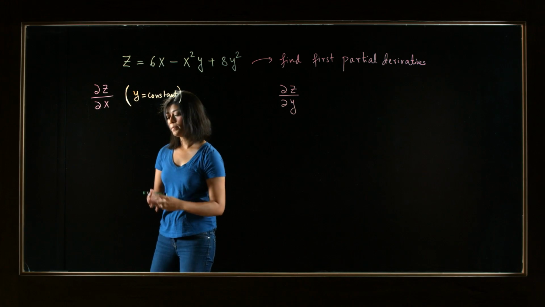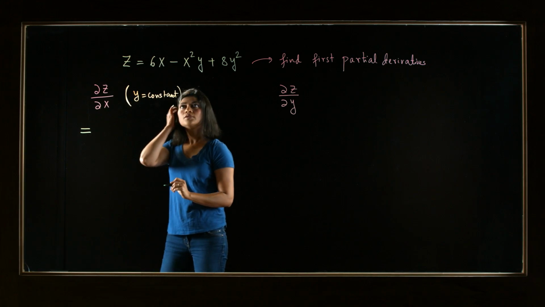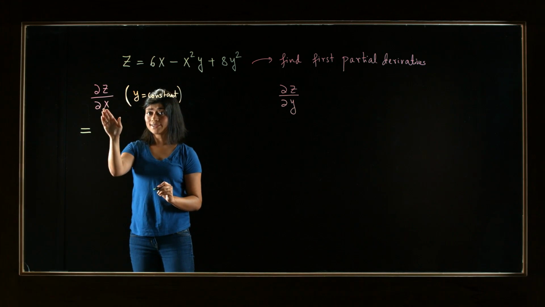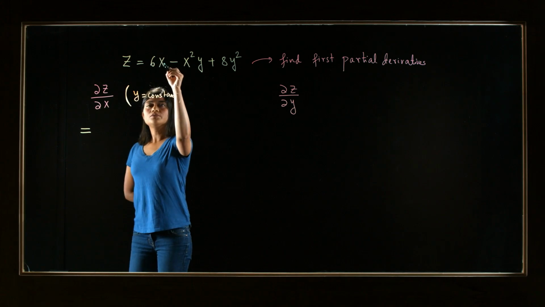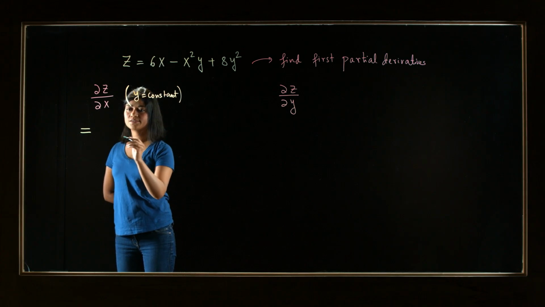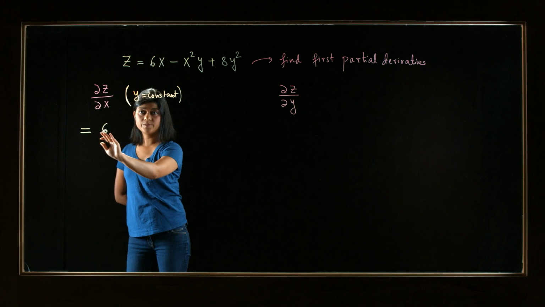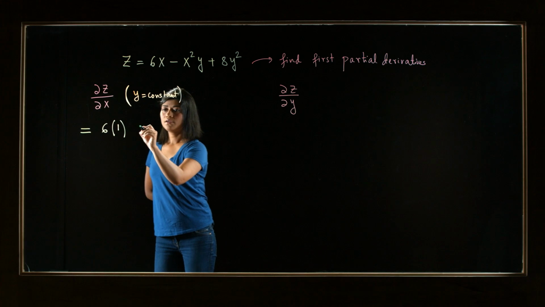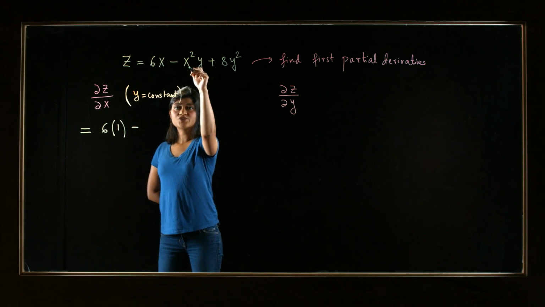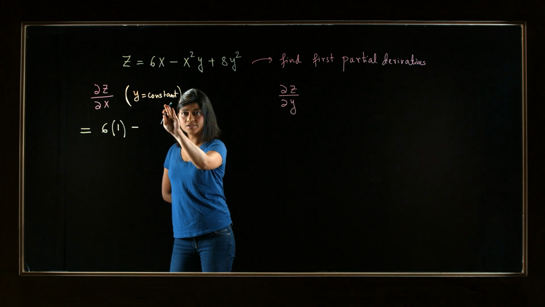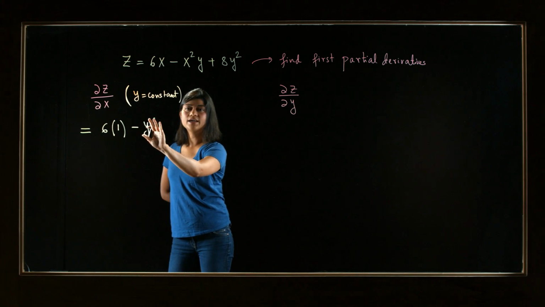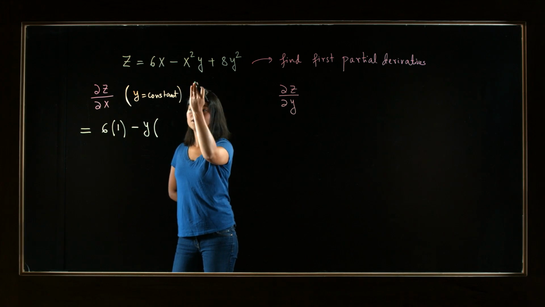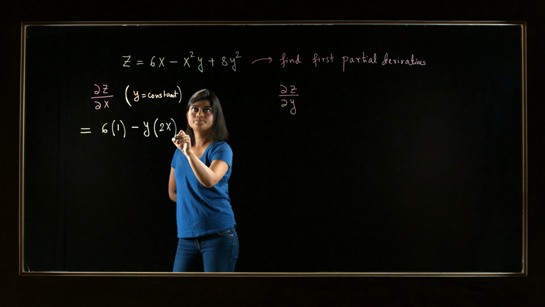Now, let's take the derivative of each term at a time. Remember, it's with respect to x, so y is constant. The first term is 6x. So 6 is a constant, you keep it as it is, and the derivative of x is just 1. In the second term, you have x squared y. Remember, y is constant. Since it's constant, just write it down as it is, and then take the derivative of x squared. And we know that is 2x.